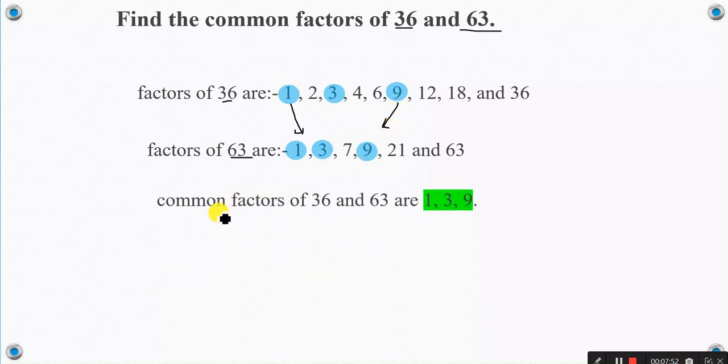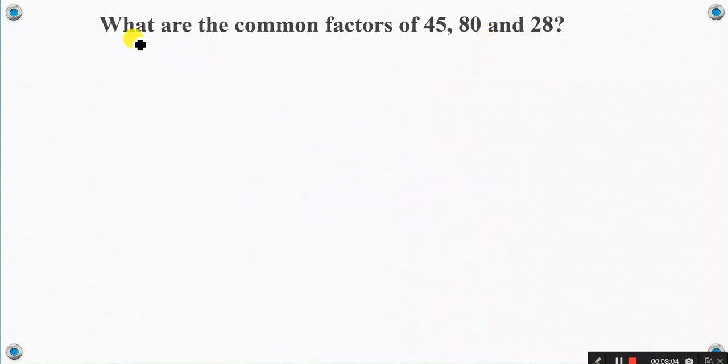So the common factors of 36 and 63 are 1, 3, 9. These are the common factors for 36 and 63. Let us see another example which has common factors of 3 numbers. For example, what is the common factor of 45, 18, 80, 28? Let us find the common factor for these numbers.